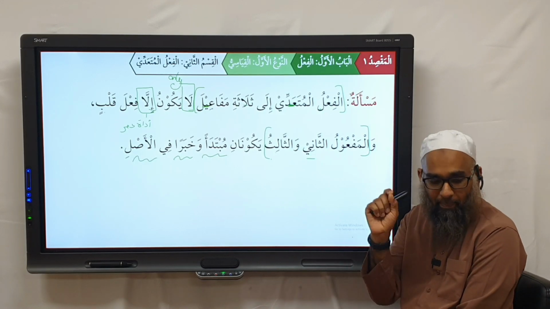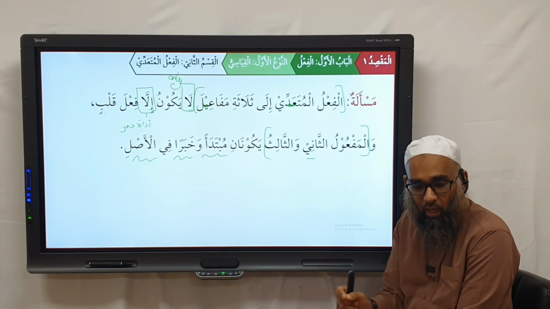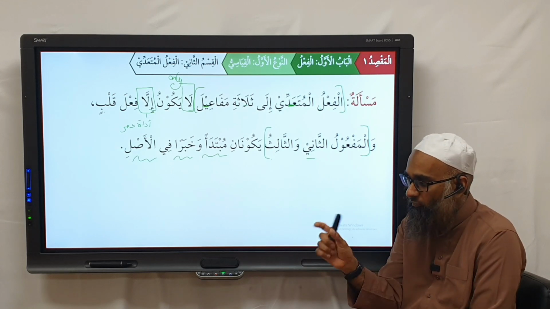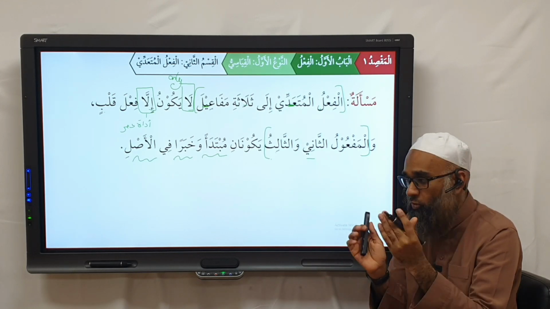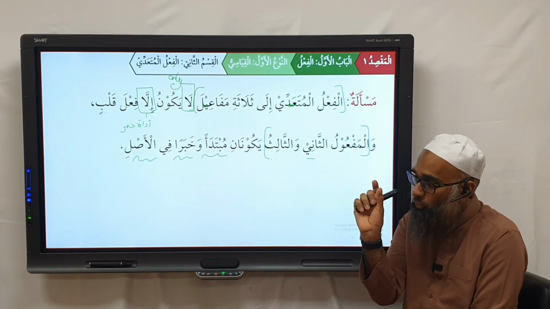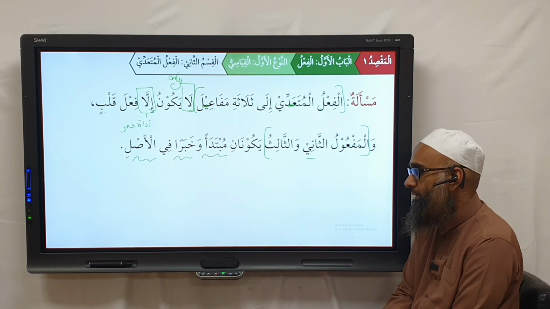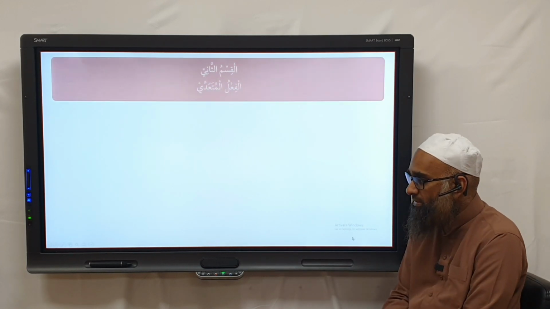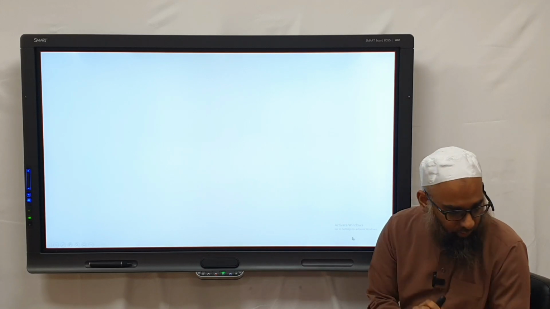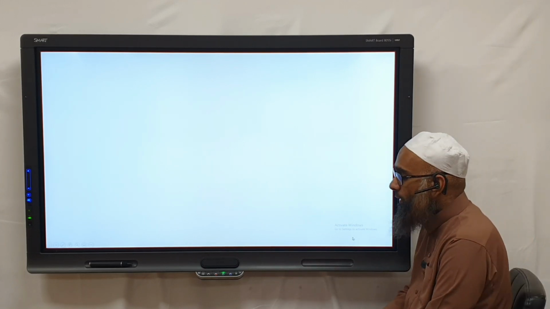So originally, "amba'atka fatimatu Allah akbara." So Allah is the maf'ul bihi thani, akbar is the maf'ul bihi thalith, and those were originally what? The mubtada and the khabar. Does that make sense? Everyone following? That's a very good question.